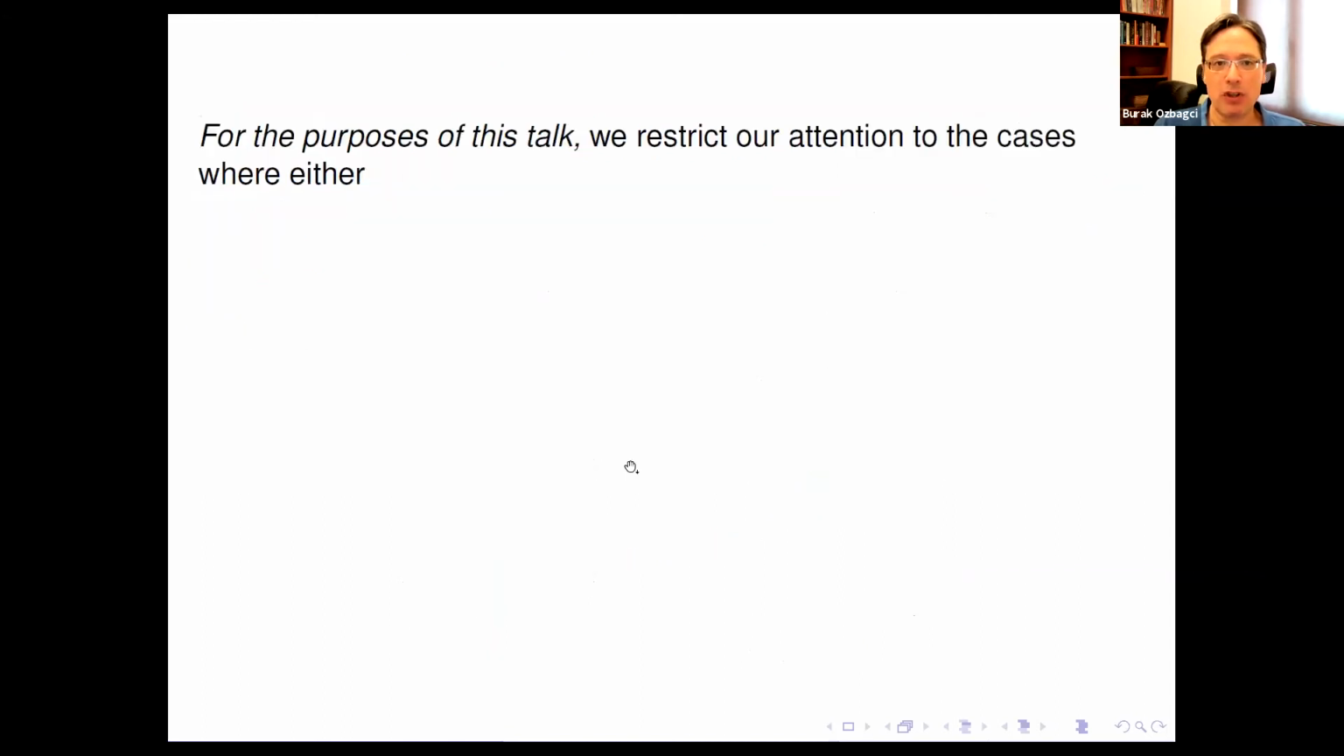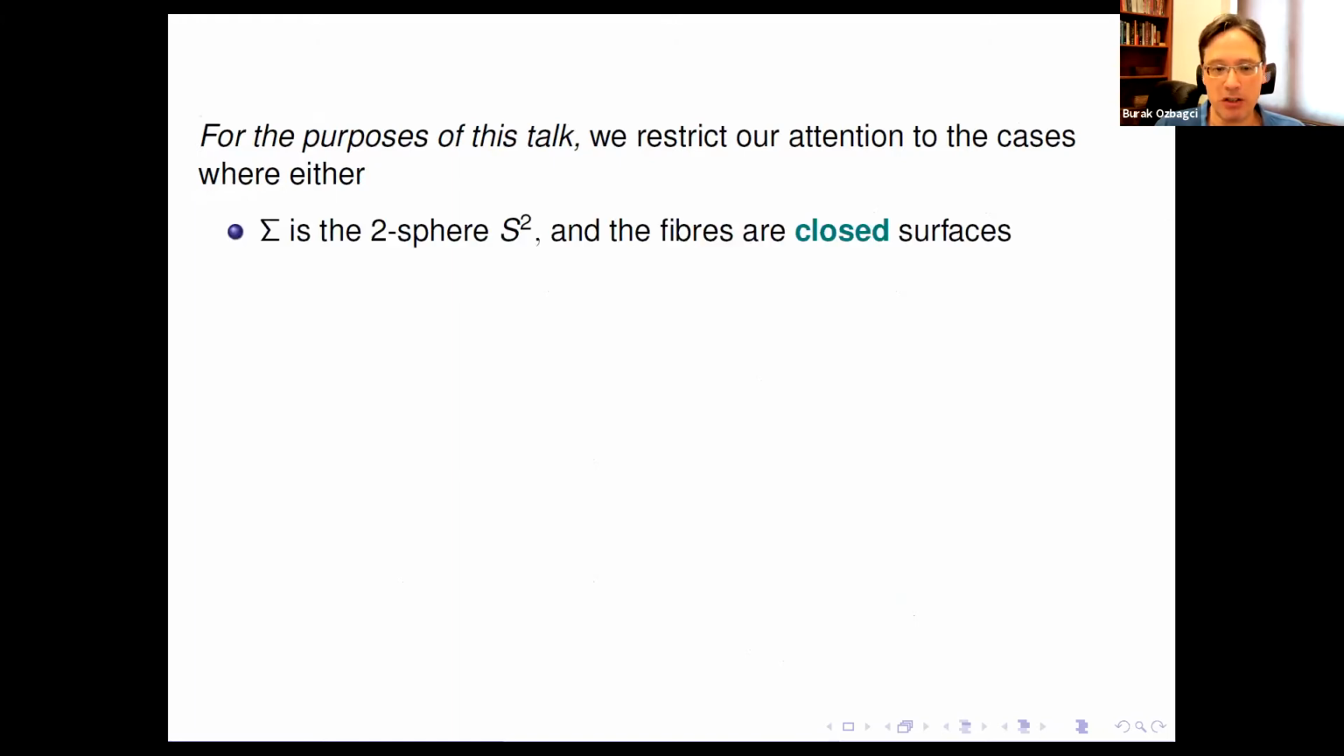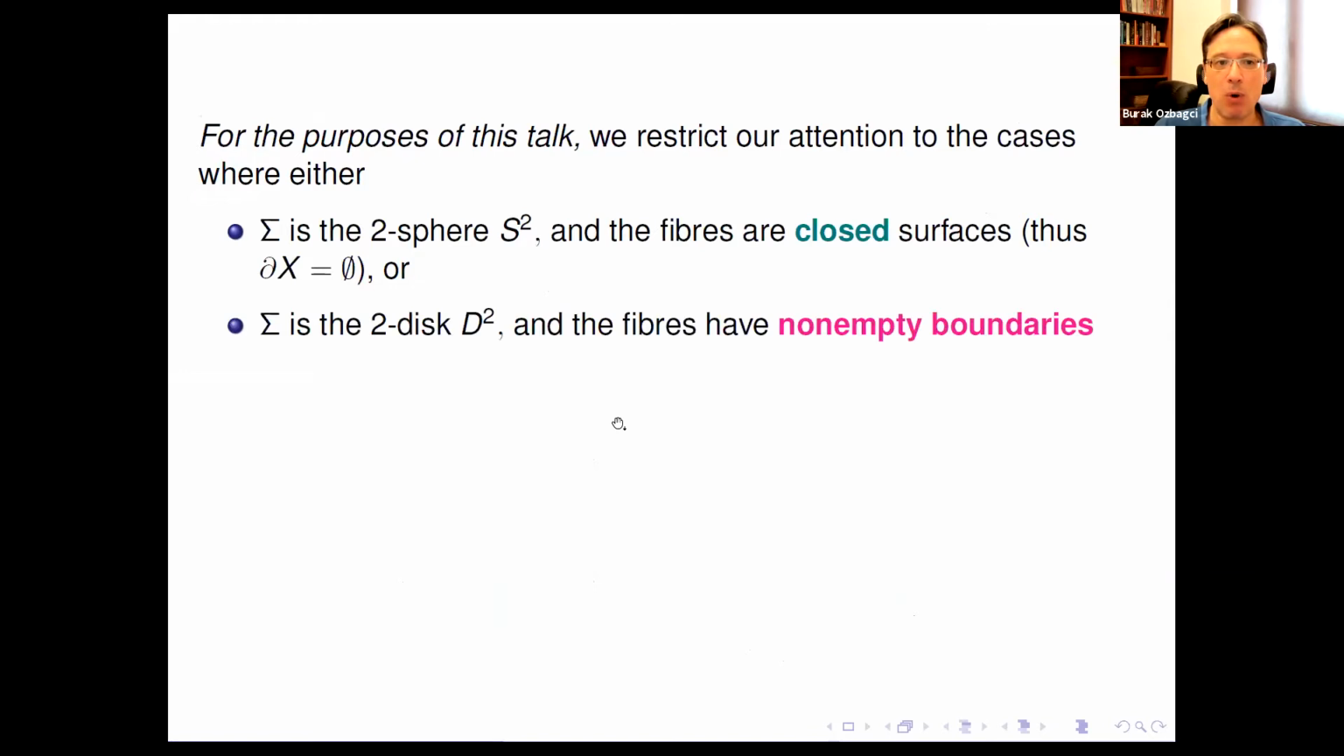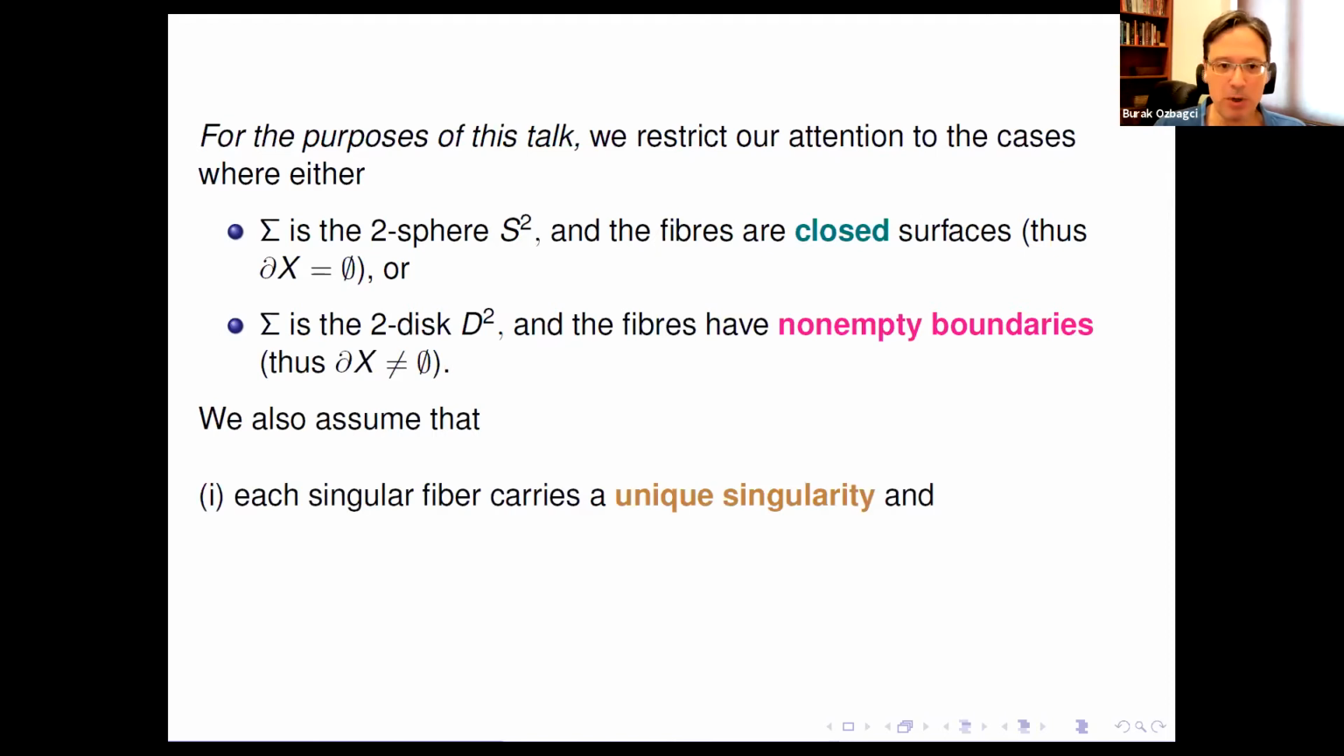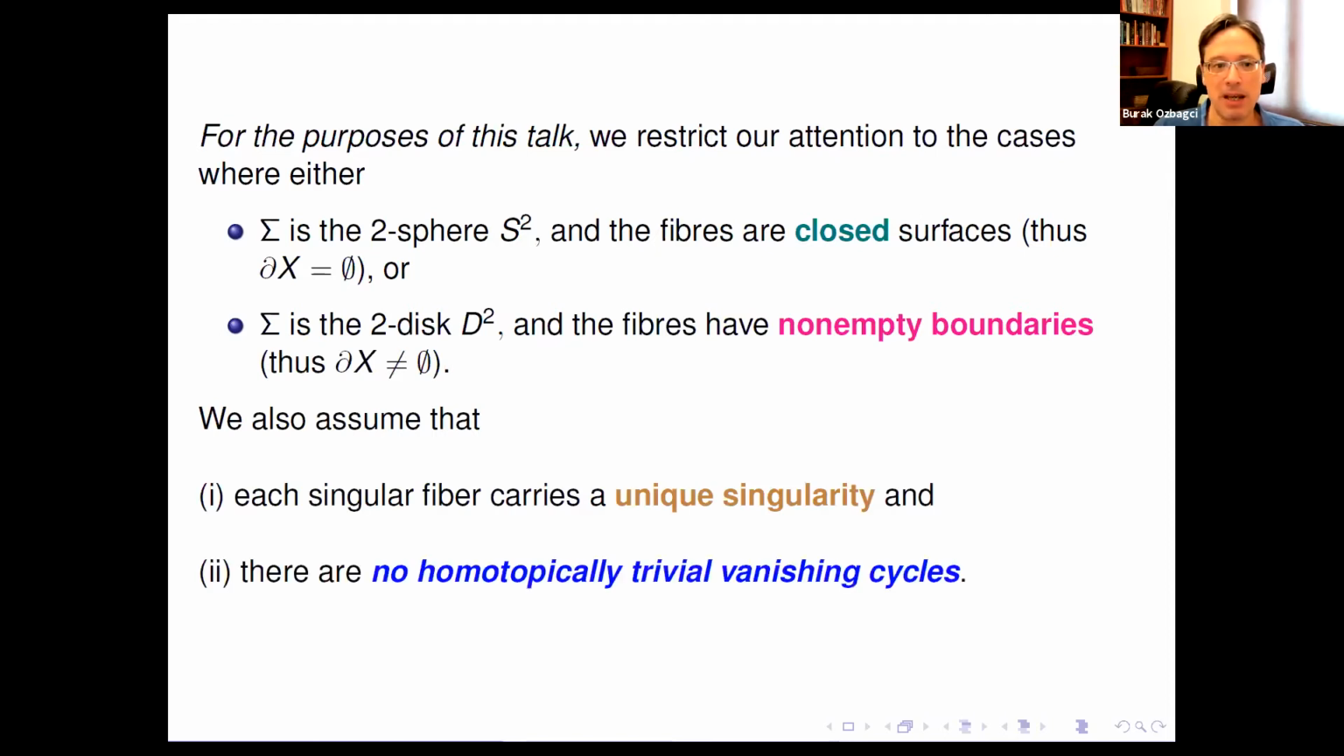For the purposes of this talk, we restrict our attention to the cases where either sigma is a 2-sphere, S2, and the fibers are closed surfaces. Therefore, the boundary of X is empty. Or sigma is a 2-disk, and the fibers have non-empty boundaries, and therefore the total space manifold has non-empty boundary. In both cases, we also assume that each singular fiber carries a unique singularity, and there are no homotopically trivial vanishing cycles, which will be standing assumptions for the rest of the talk.